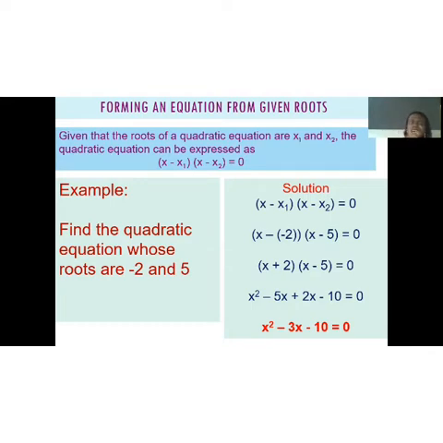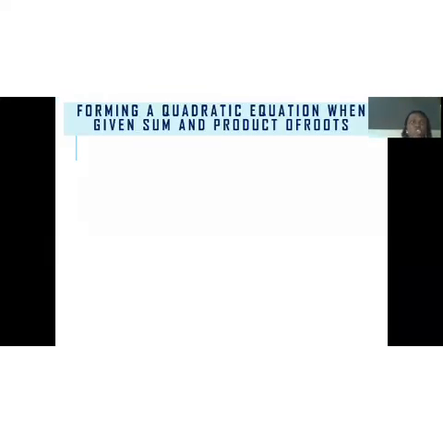Now there's another variant to this concept. You could be given the sum and the product of the roots, and not the roots themselves. So what do you do in that scenario?